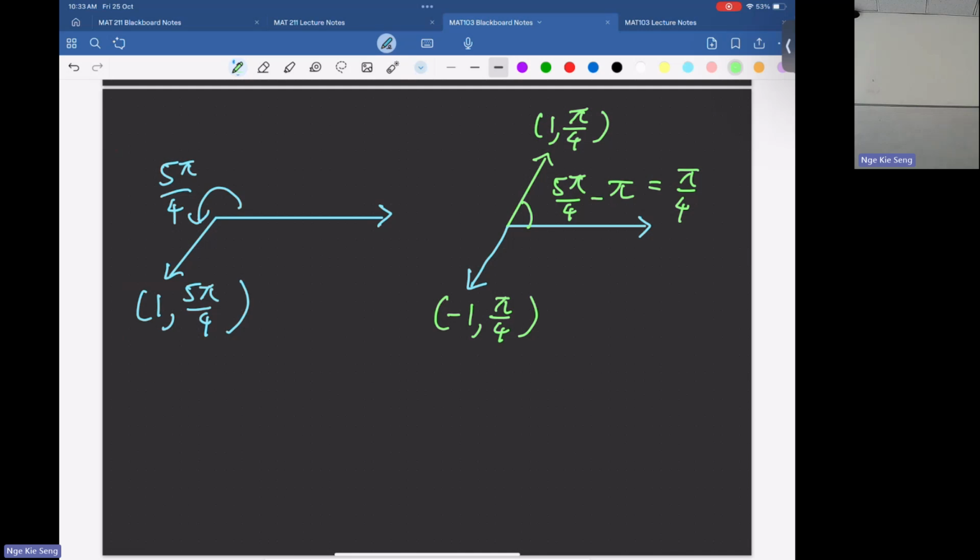Think again, what are you trying to do? What else? Like what I said just now, you can consider not only anti-clockwise, but clockwise too. So if you consider clockwise, what's the angle here? Do you know how to compute it?